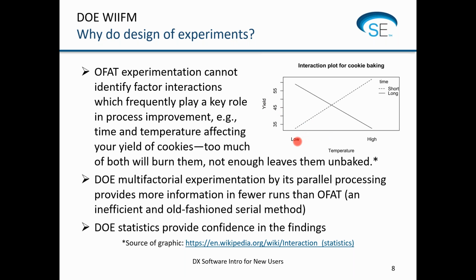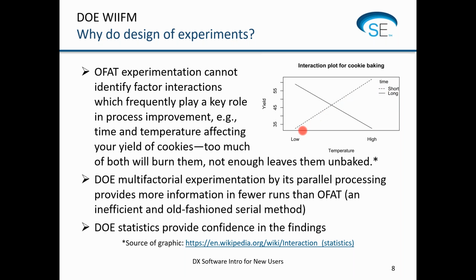And we're looking at the temperature in the oven, right? That goes from low to high, whatever we decide those settings are. Maybe it's 325 to 375. I don't know, whatever they're going to be, low and high. And then we have a cook time. We have short and we have long. Well, let's look at the dotted line.